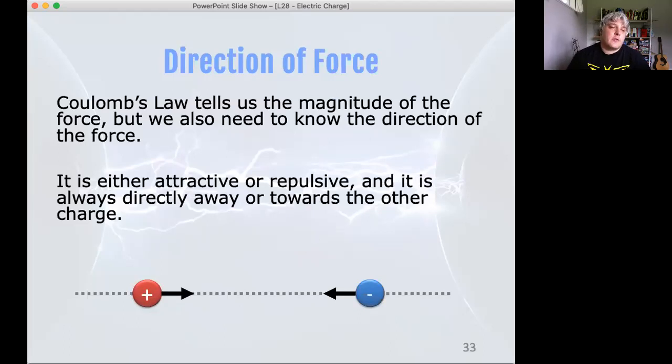As I mentioned, we already know the direction of the force. Coulomb's law tells us the magnitude, but we need to think about the direction ourselves. Use Coulomb's law to figure out the magnitude, but always go back to the scenario, go back to your little diagram and think about the direction.